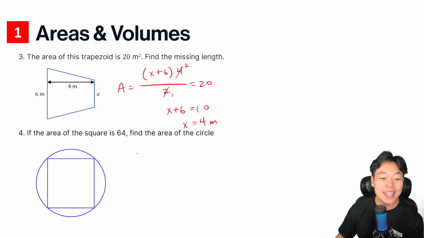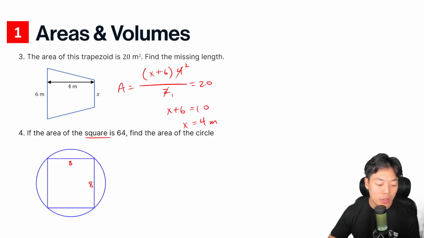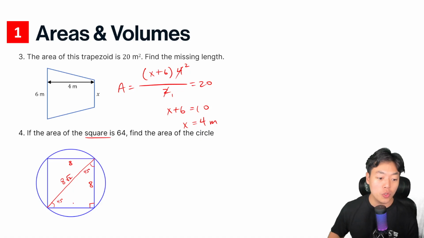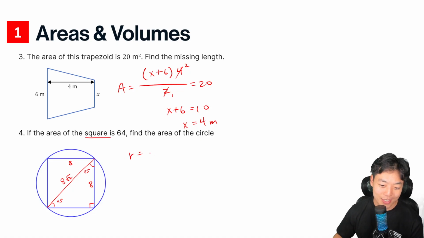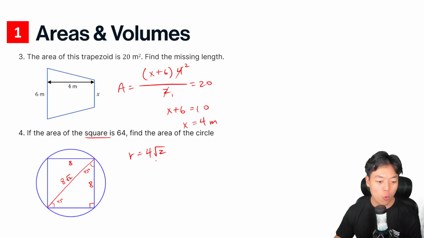Number 4, if the area of the square is 64, that means each side needs to be 8. We're given that it's a square, and this time that's how we know all the sides need to be equal. Find the area of the circle. Well, if we have 8 and 8, we know that the diagonal of a square will create two 45, 45, 90 right triangles. So the hypotenuse here is 8 radical 2, meaning that the diameter of this circle is now 8 radical 2. The radius of the circle, therefore, will be half of that, 4 radical 2.